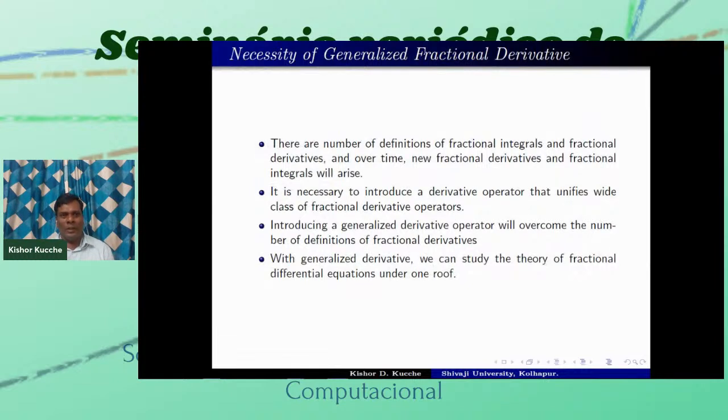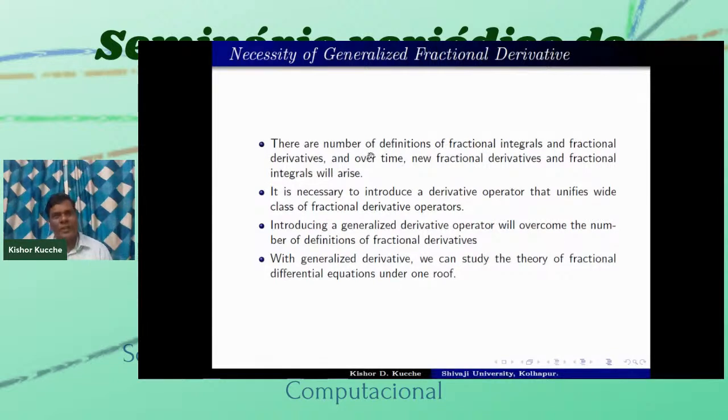Now, as I have already discussed, there are a number of definitions of fractional derivatives and integrals, many authors are defining different types of fractional derivative, and it may happen that in future many more definitions may come. So it is necessary to unify these definitions so that we can study the theory of fractional derivative under one roof, having a generalized derivative with us.